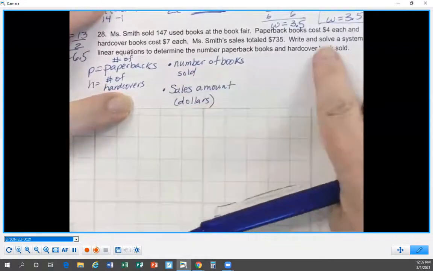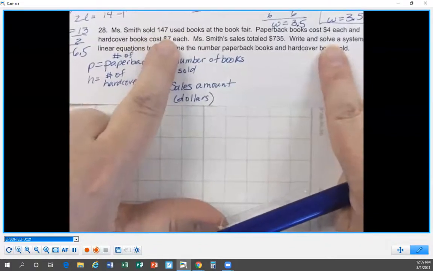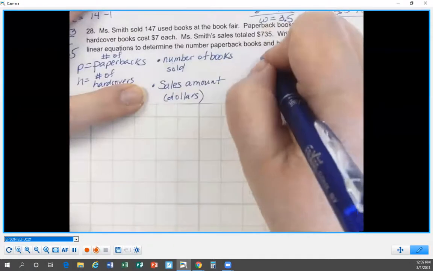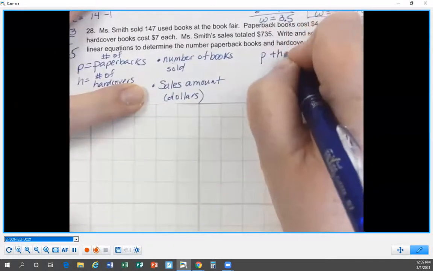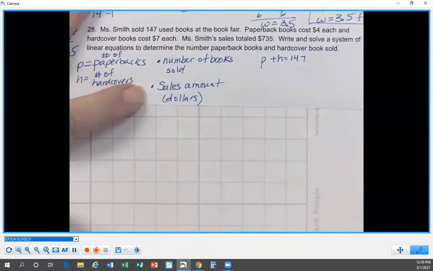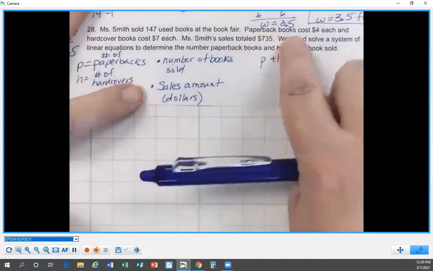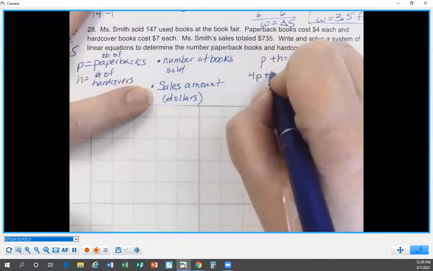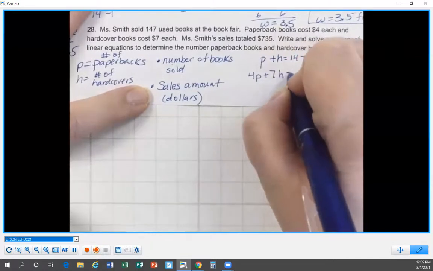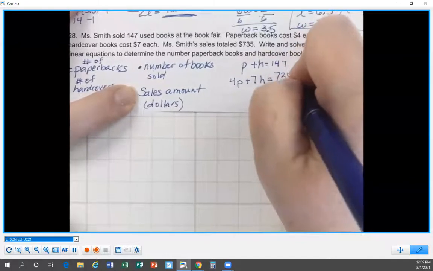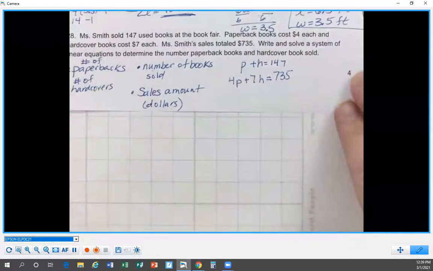Okay, so we know that she sold 147 books. So our first equation is about the number of books. Paperbacks plus hardcovers equals 147. Okay, our next equation is about sales. Paperbacks were $4 each, so $4 per paperback plus $7 per hardcover equals $735. Okay, so that was our total amount in sales.